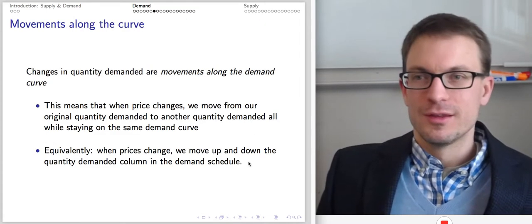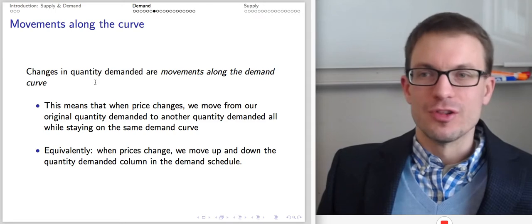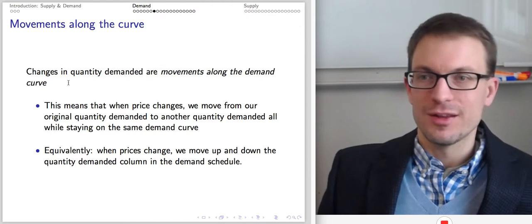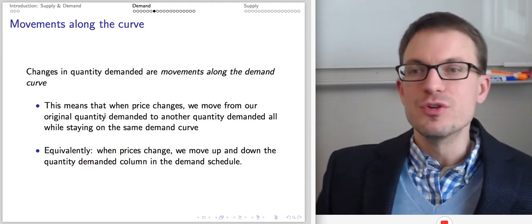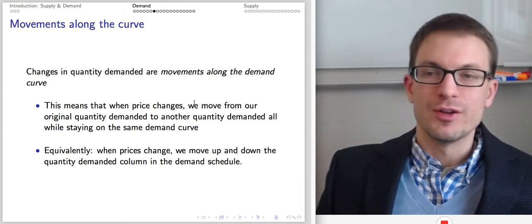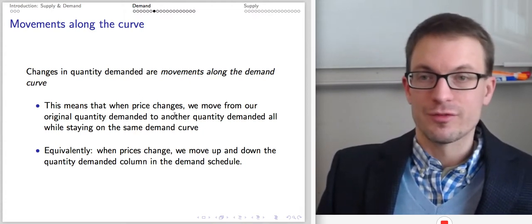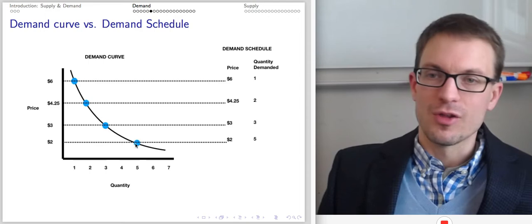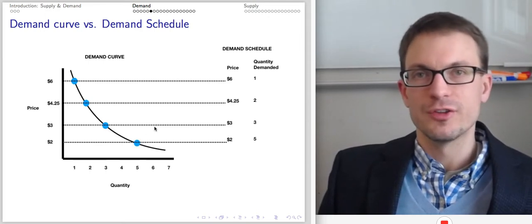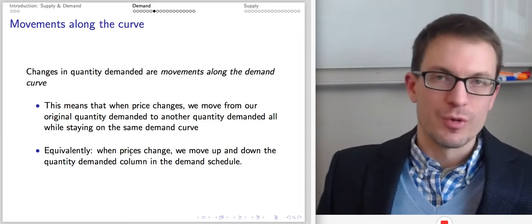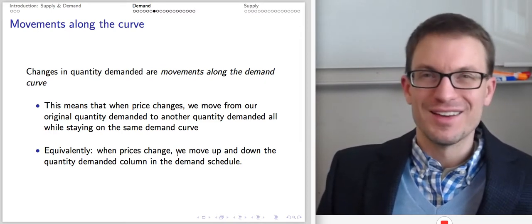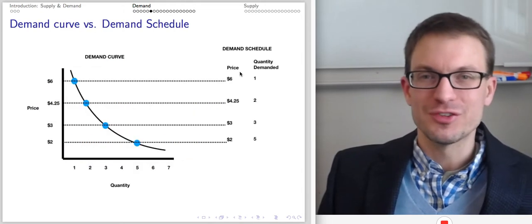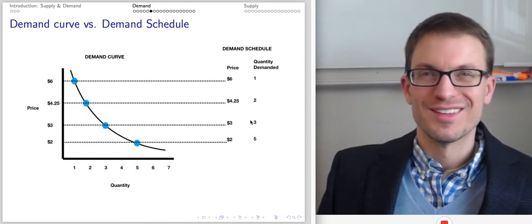Okay. So changes in quantity demanded are movements along the demand curve, right? Movements up or down a single demand curve. That's what we mean by a change in quantity demanded. So what this means is when prices change, we move from our original quantity demanded to some other quantity demanded, all while remaining on the same demand curve. So that's what I was demonstrating before. So price change from 6 to 2, we're going to find our new quantity demanded along that same demand curve. It's a movement along a single demand curve. So equivalently, when prices change, we move up and down the quantity demanded column in the demand schedule, right?